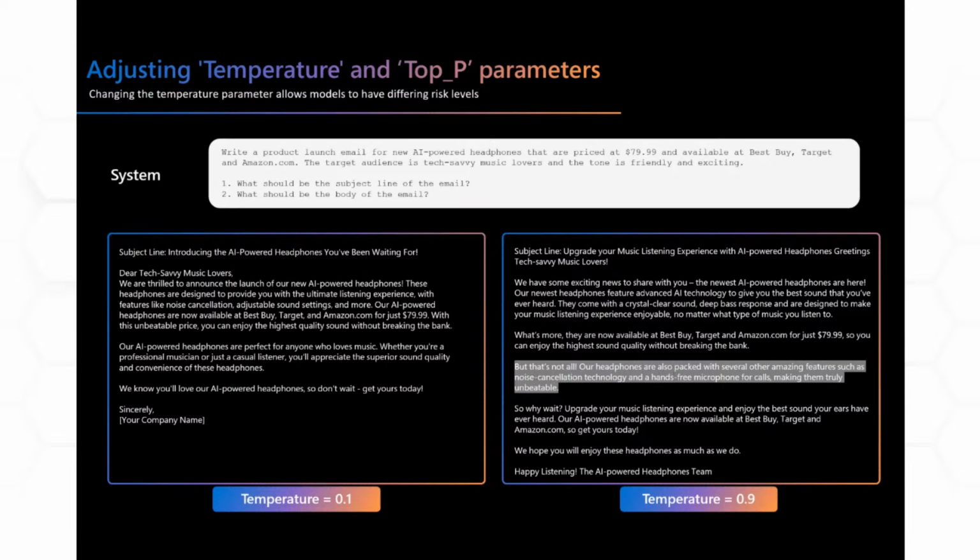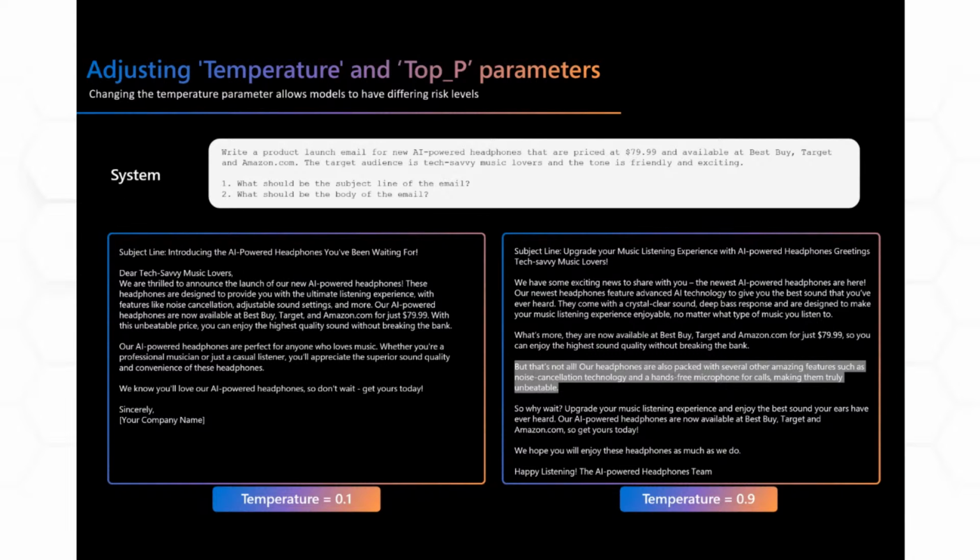So if you look on the left with temperature 0.1, it gives us a nice subject. And then it says, Dear tech-savvy music lovers, we are thrilled to announce the launch of our new AI-powered headphones. These headphones are designed to provide you with an ultimate listening experience, with features like noise cancellation, adjustable sound settings, and more. Our AI-powered headphones are now available at Best Buy, Target, Amazon.com for $79.99. And then it proceeds to talk about how the AI-powered headphones are perfect for anyone who loves music.